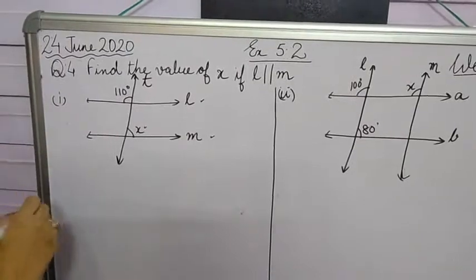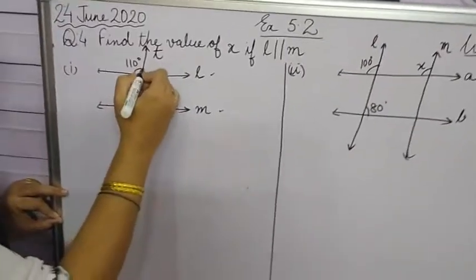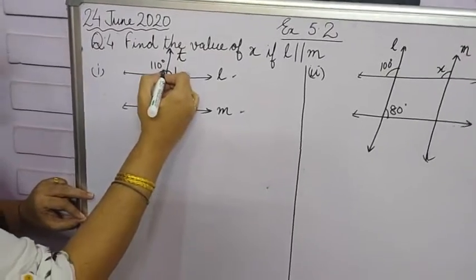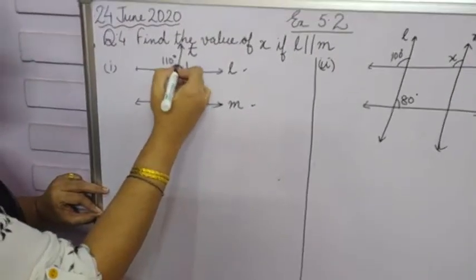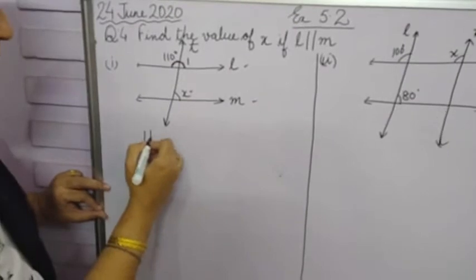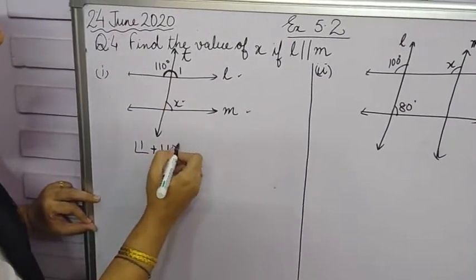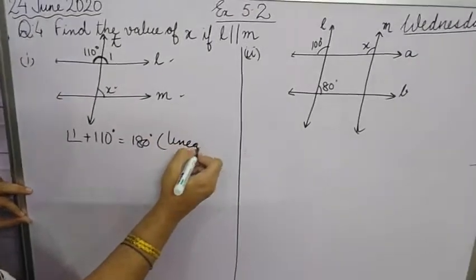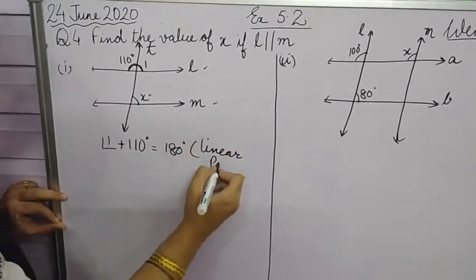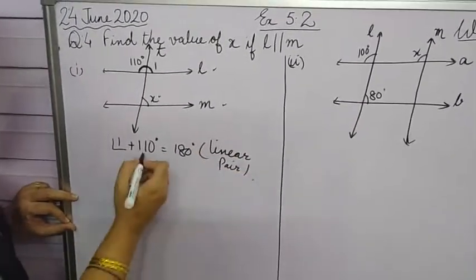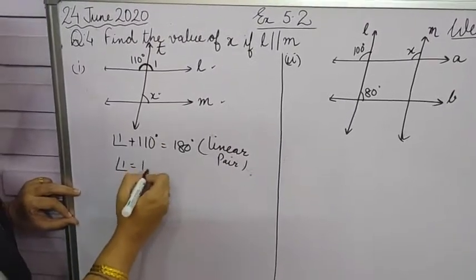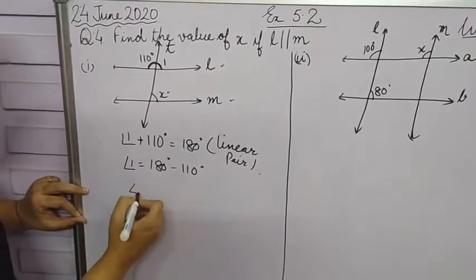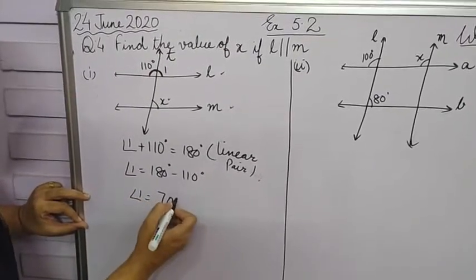Using this and the given angles, we have to find out the value of x. Now this can be done in many ways. For example, if I say this angle 1. Now this 110 and angle 1 together are making a linear pair. So angle 1 plus 110 degrees is equal to 180 degrees. Why? Linear pair. And 110 when it will go that side, then it will be subtracted. So angle 1 comes out to be 70 degrees.